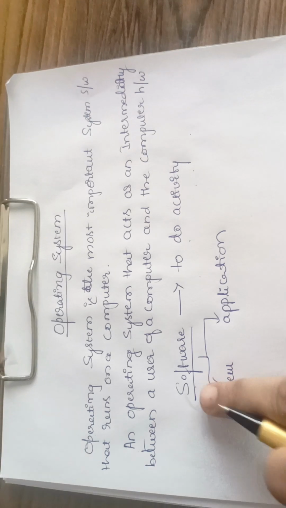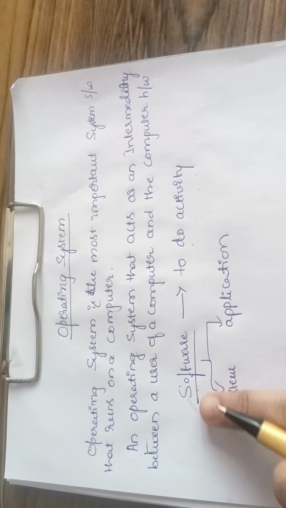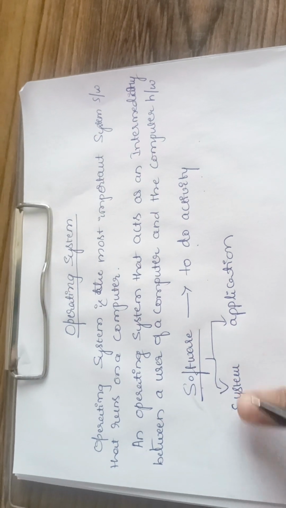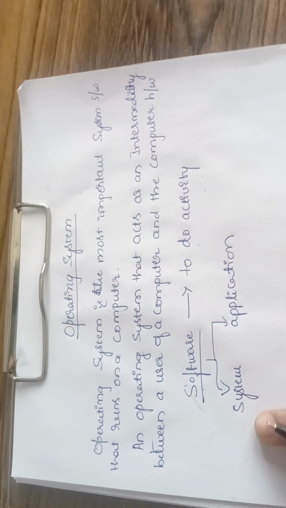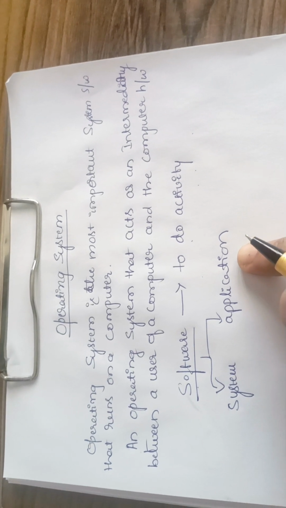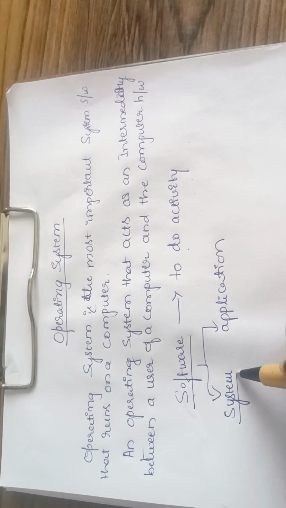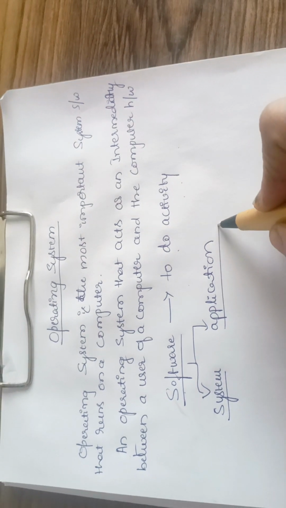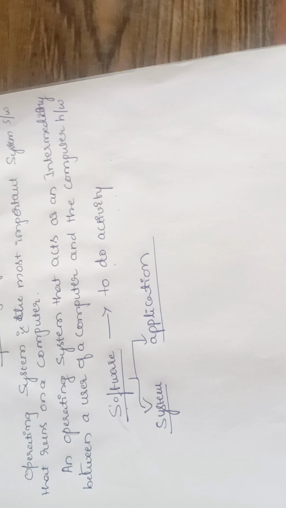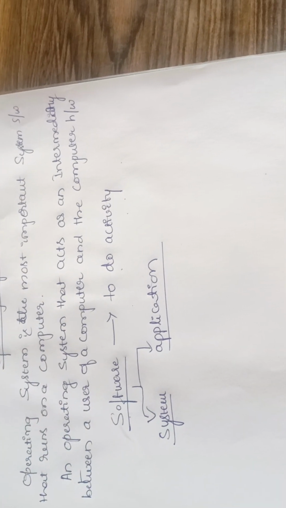So first we know what is software. Now in this there are two types of software: system software and application software. Then we should know what is system software and what is application software. So first we should know what is system software.